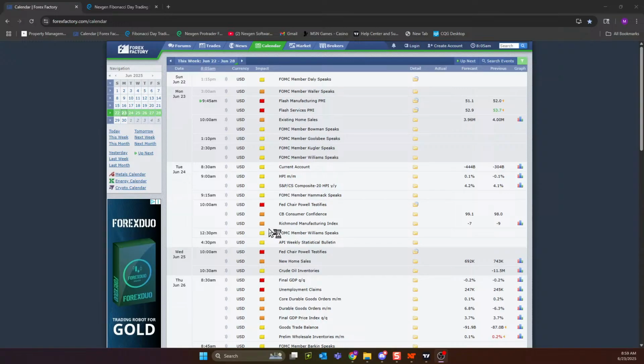notice those big red boxes. Right at 9:45 a.m., we have Flash Manufacturing PMI and we have Flash Services PMI. Both of these are high impact potential, which means that the market could spike, it could bounce, it could jump, it could reverse, or it could simply just be too fast to trade. We know about these long before they ever happen, and what it does is it gives us the opportunity to stay out of the way.